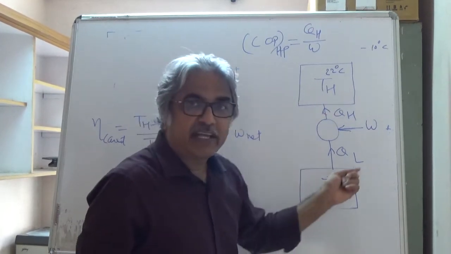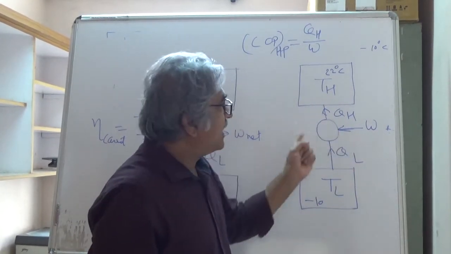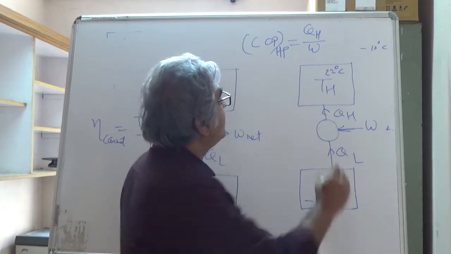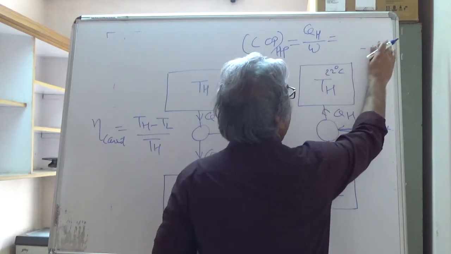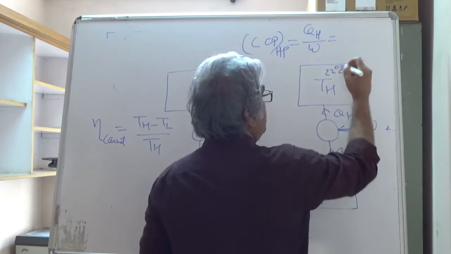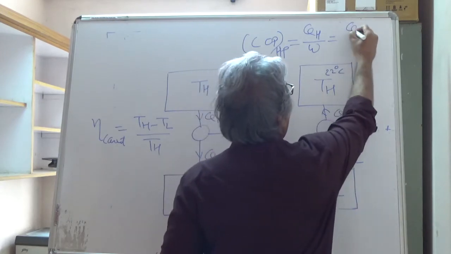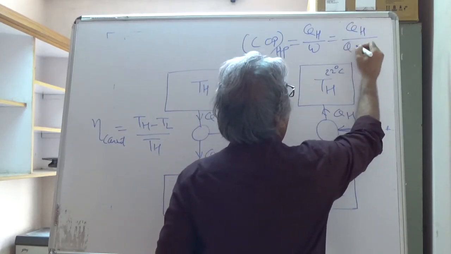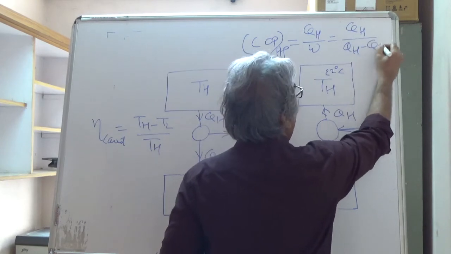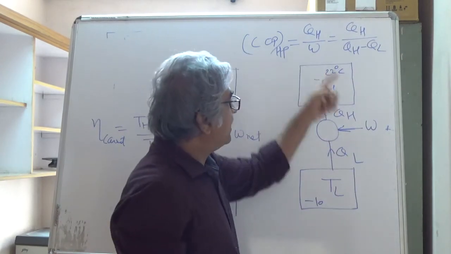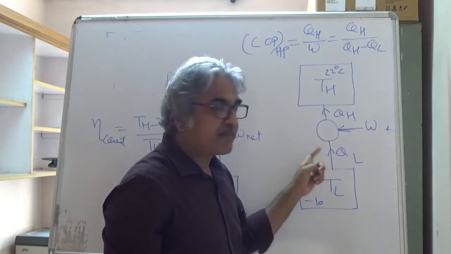And we are talking about a Carnot engine here, and then this can of course also be written as QH upon QH minus QL. You can think about it. Instead of W I have written QH minus QL.